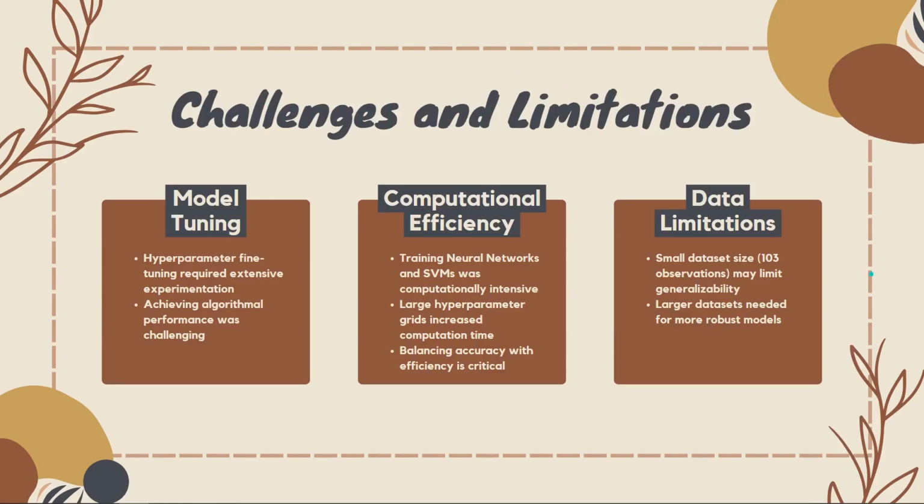The challenges and limitations that we faced during our project start with model tuning. Hyperparameter fine-tuning requires extensive experimentation. Achieving optimal performance was challenging. The computational efficiency during training of neural network and SVM was a concern, and a large hyperparameter grid also increased computation time. Balancing accuracy with efficiency is critical if you want to deploy. Next is data limitation. A small dataset may limit generalizability.